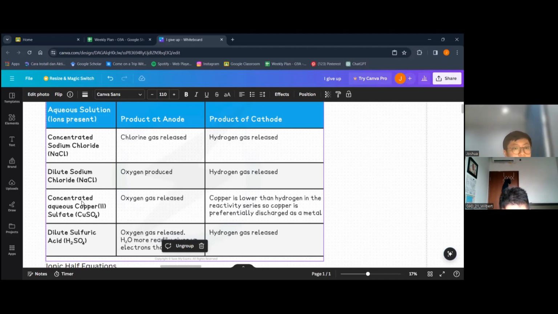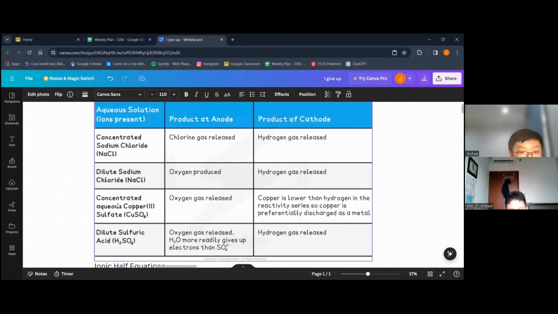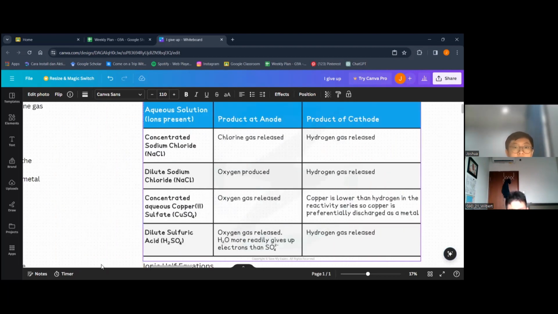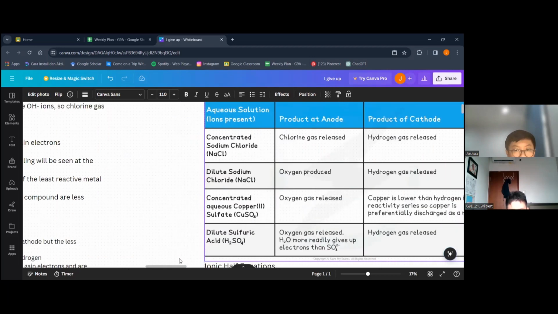And for concentrated aqueous copper sulfate, as I mentioned earlier, sulfate, SO4, is not group 7, so it's oxygen again. And for the cathode, copper is lower than hydrogen in the reactivity series, so copper is preferentially discharged as a metal. So it's not hydrogen this time because the table earlier is actually very important. You can see copper is under hydrogen.